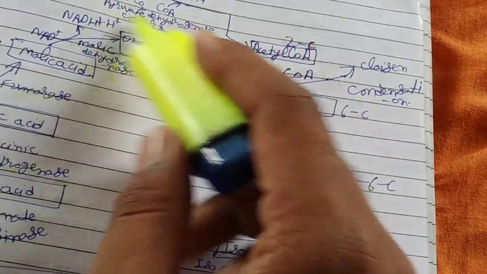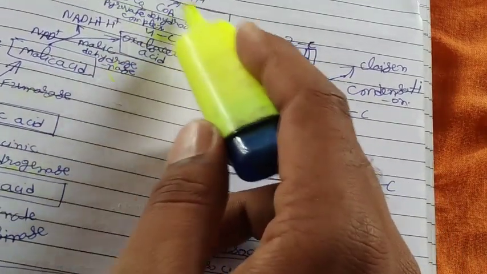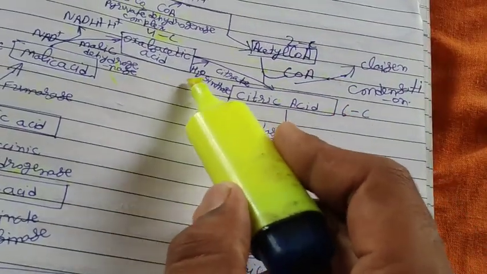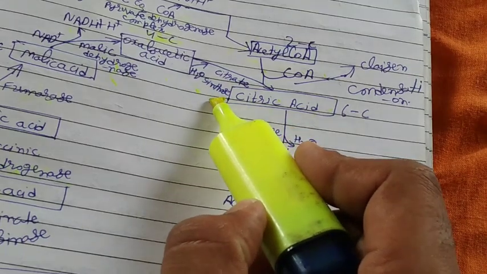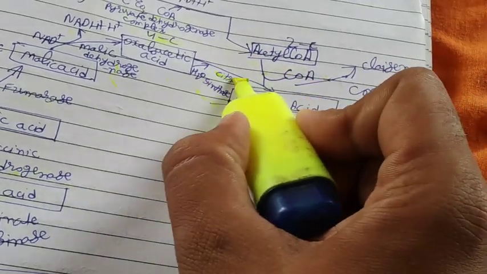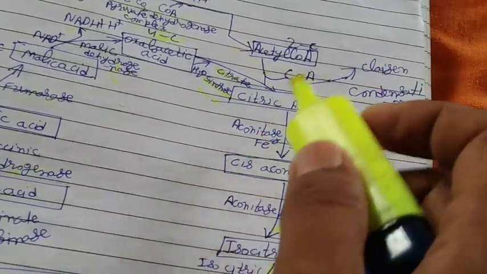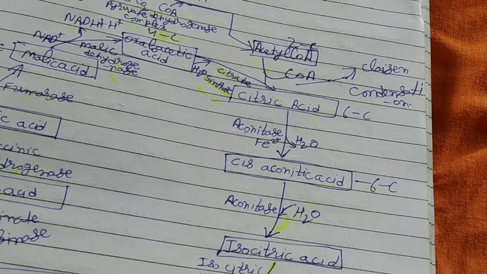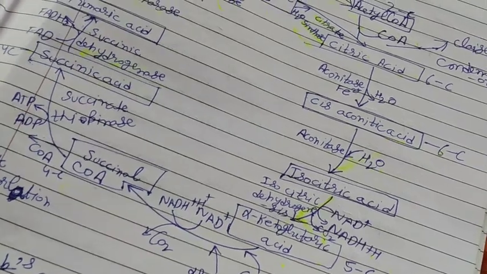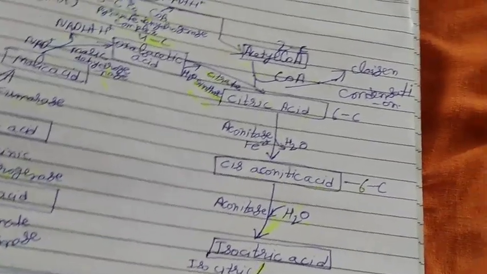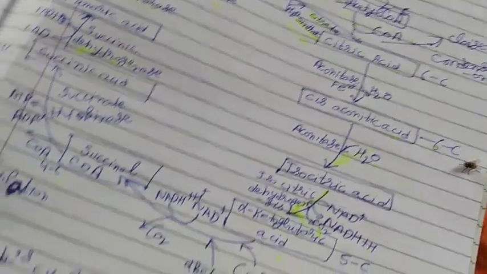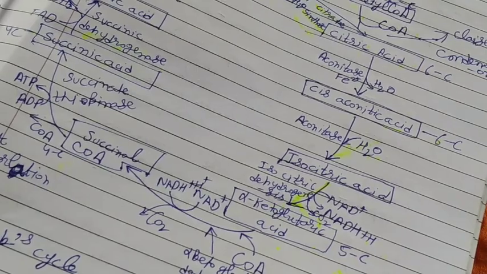This pyruvate dehydrogenase complex first of all, and next step, addition of water, and citrate synthase named enzyme were added, and citric acid was formed. So as you know guys, we understand, and we complete the cycle diagrammatically, and with practice you will also draw easily.